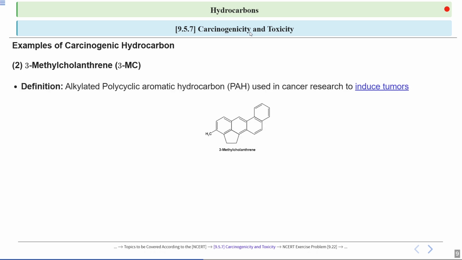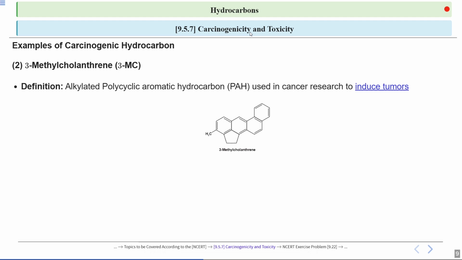Now, if I try to define this, it is an alkylated polycyclic aromatic hydrocarbon, or PAH. These are molecules with multiple fused benzene rings, and the alkylated part means it has extra groups attached to it, which are not a part of the aromatic ring.